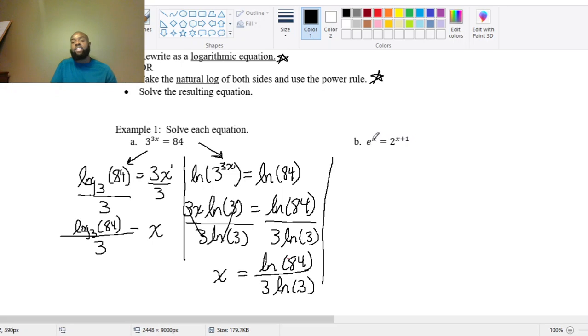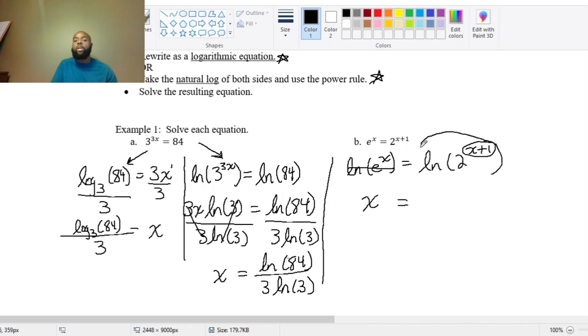So since e to the x will always be positive and 2 to the x plus 1 is always going to be positive, I have that the natural log of e to the x equals the natural log of 2 to the x plus 1. The natural log and e cancel, and so I'm left with an x. And here by our power rule, we can bring this out front, right? So that would be an x plus 1.